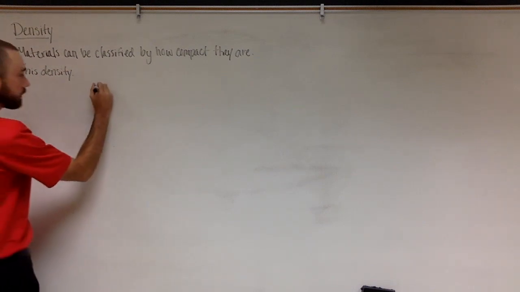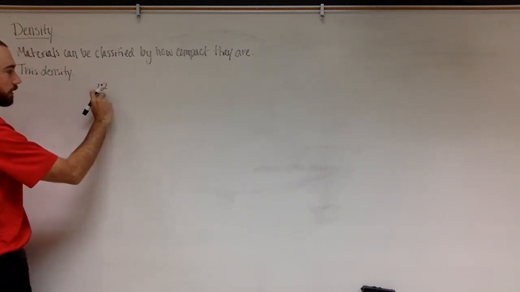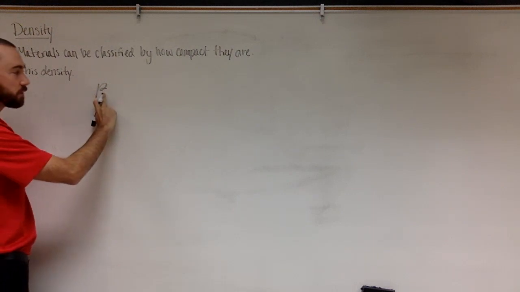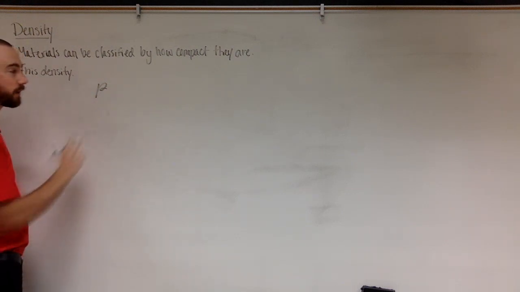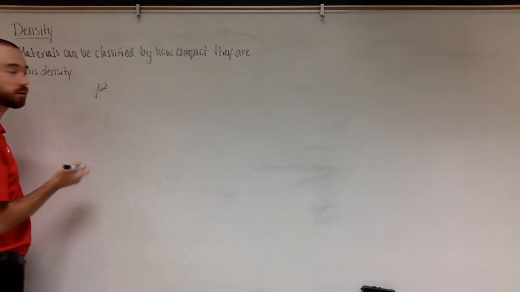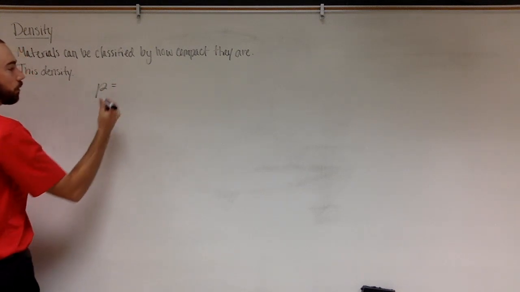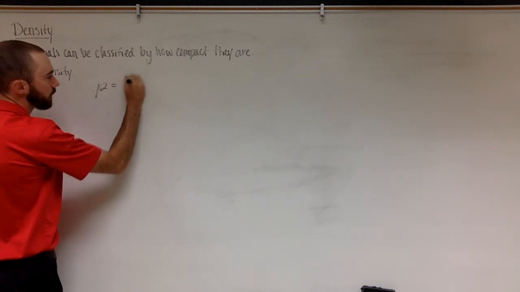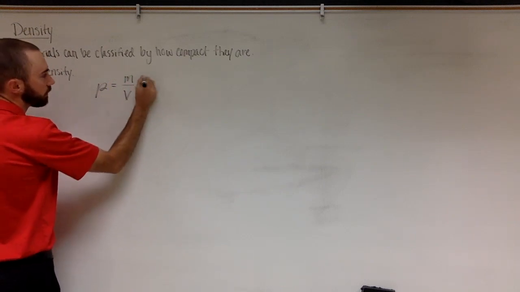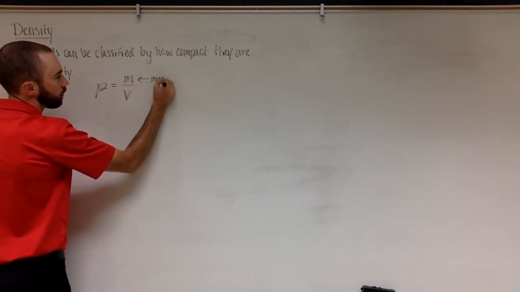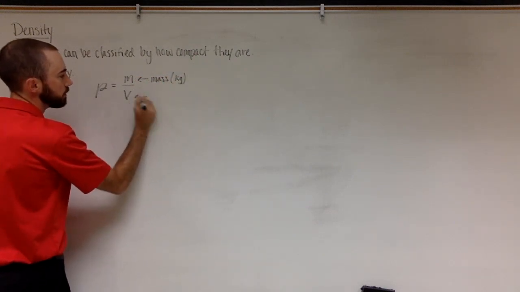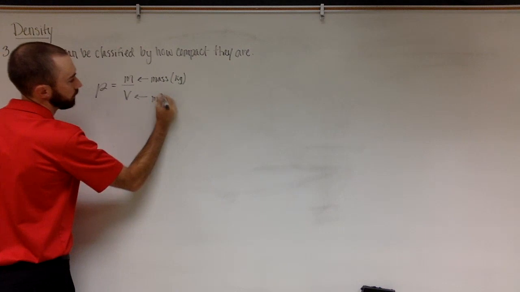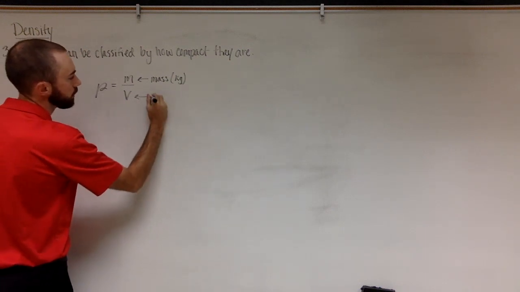And the way we see that is with rho. This is a Greek letter, it's not a P. Just be very careful when you write it down on the AP test so they know what you're writing. I usually put a little loop in mine just so you can tell the difference. So we have rho equals M over V. This is your mass in kilograms. This is your volume in cubic meters. Let me switch that, volume.